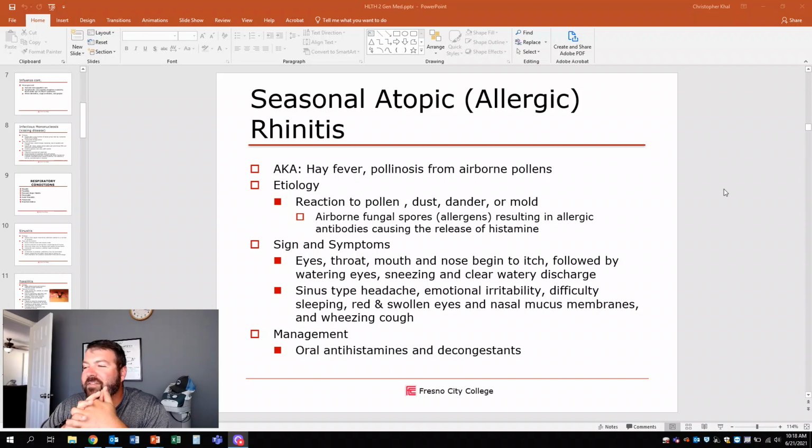So like hay fever, pollinosis, all the allergies. Some people are affected worse than others. The valley is not a good area if you have allergies, just because we have so much pollen, dust, mold at times, a lot of stuff in the air, obviously, if you've ever lived here.